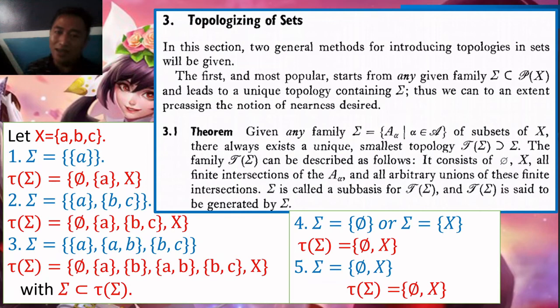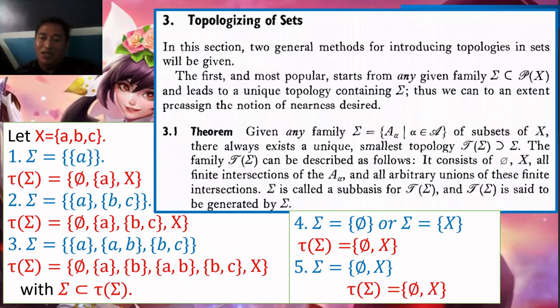Okay, tau sigma can be described as follows. It consists of the empty set and then X. Okay, the requirement to be a topology is that it must contain the empty set, and also X. Next, all finite intersections of A alpha. That is property number 2 of a topology.